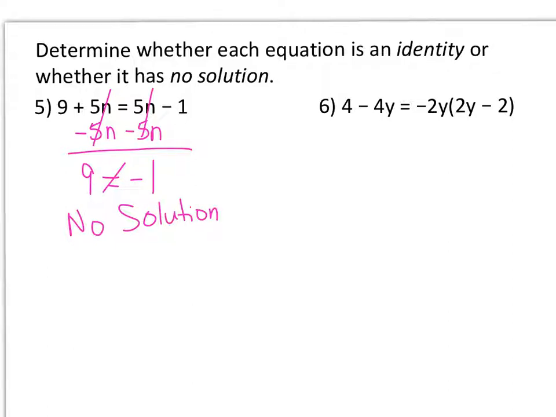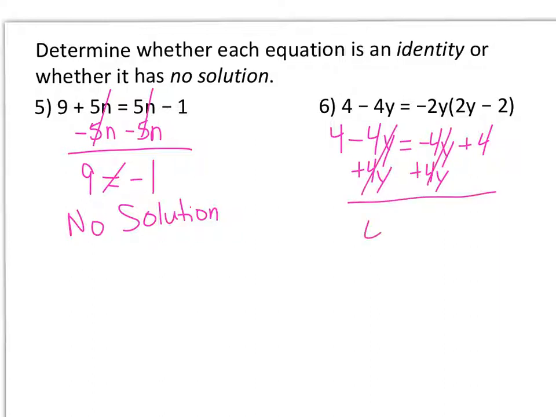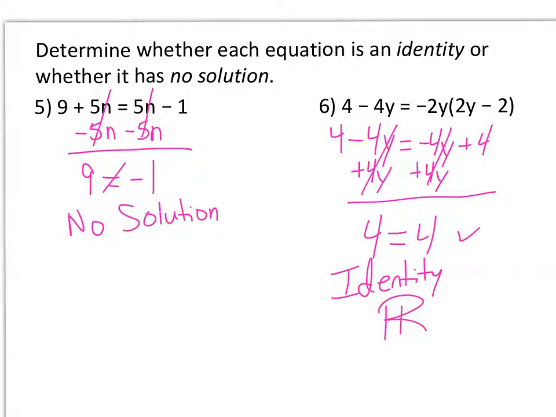And for number 6, let's clear parentheses first by distributing. So we have 4 minus 4y equals negative 4y plus 4. If I add 4y to both sides, okay, so those cancel out, these cancel out, we're left with 4 equals 4. And that is true. So that is an identity. And our answer would be the set of all real numbers. So any number we plug into that original equation will make it true.